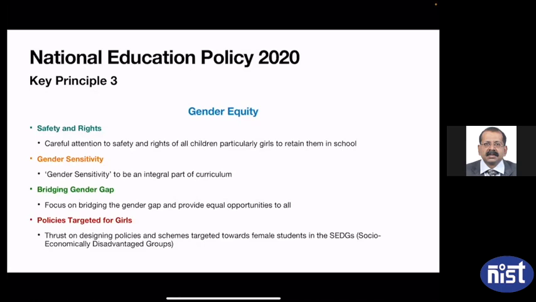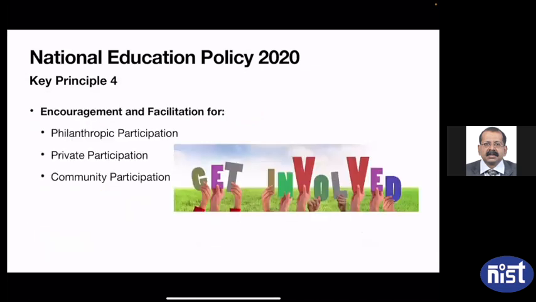And there's a focus on bridging the gender gap and providing equal opportunities to male as well as female students. And there are special policies targeted for girls, and particularly for girls in socio-economically disadvantaged groups. As we know, some of this has already started even before this policy. For example, now in CFTIs and IITs, in the undergraduate curriculum, 20% of students in each discipline have to be girls. So for those who don't make it on the ranking, supernumerary seats are created. So things like these are encouraged in the new policy.